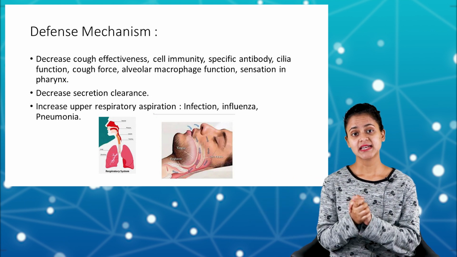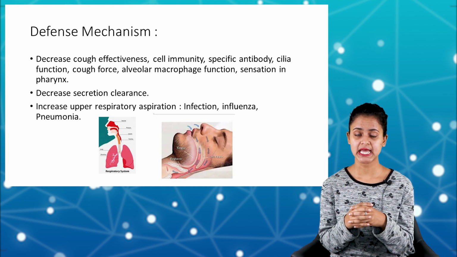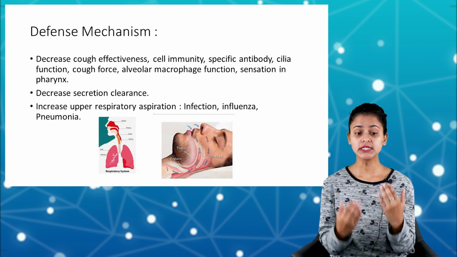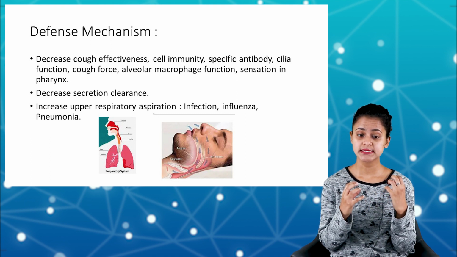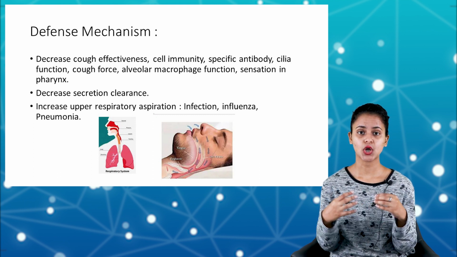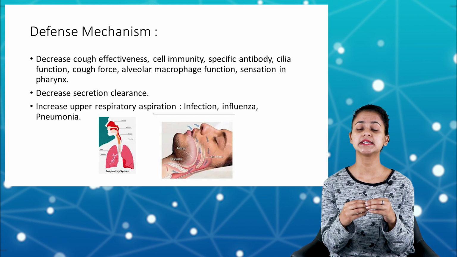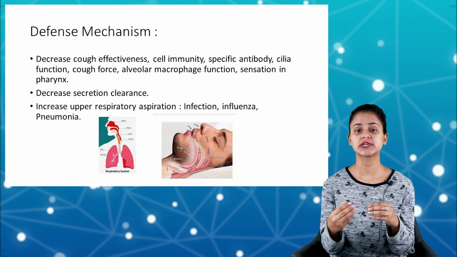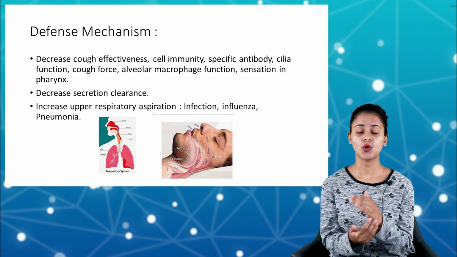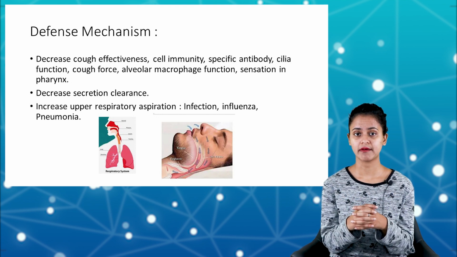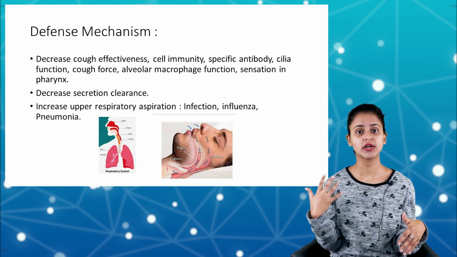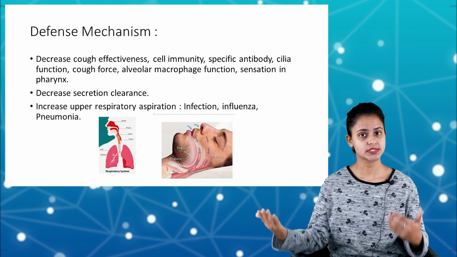Due to the decreased activity of the pharynx and other associated structures of the respiratory system, we're going to see decreased secretion clearance for our individual. Often in a person of increased age, we're going to see an increased risk of upper respiratory aspiration. That is the reason older individuals are more likely to develop infection, influenza or pneumonia and associated disorders.